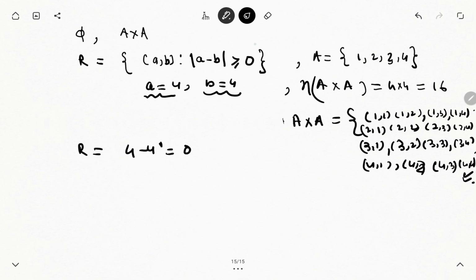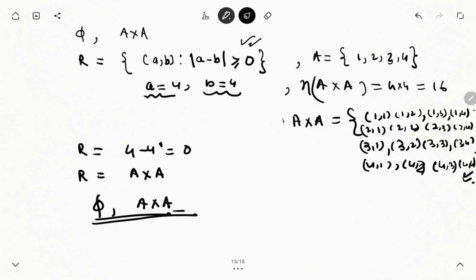So that's why we have taken the relation as mod of A minus B greater than or equal to 0. Okay, so you are going to see that this is satisfying. So we are going to write R as a subset of A cross A. It is clear that the empty set and A cross A are known as the two extreme relations. So that's why R is always a subset of A cross A. That's the definition of the relation.